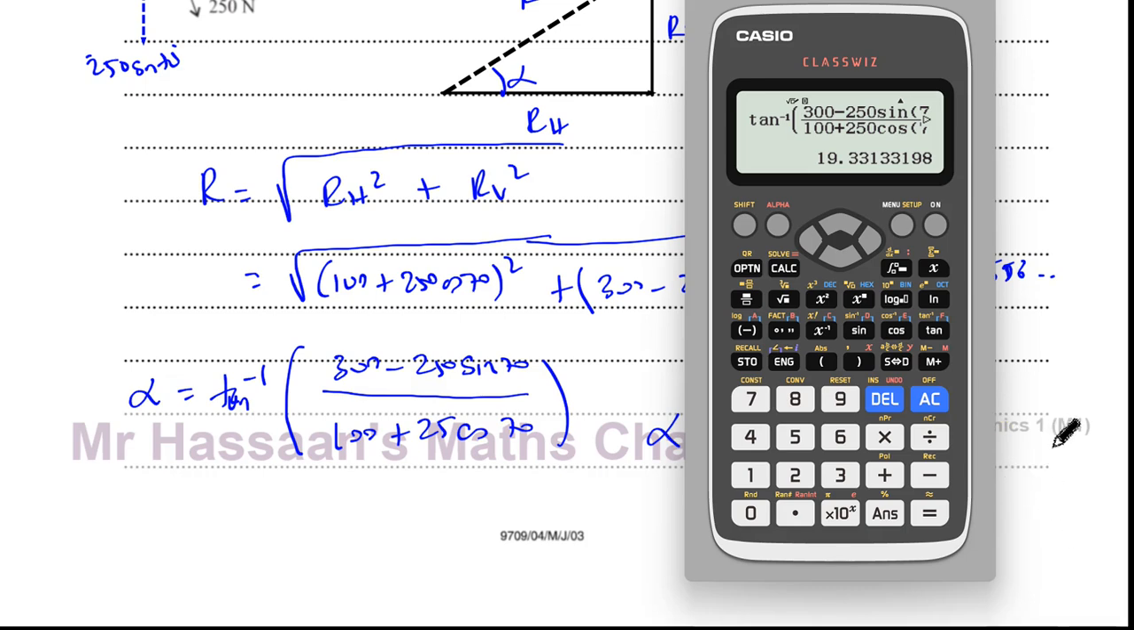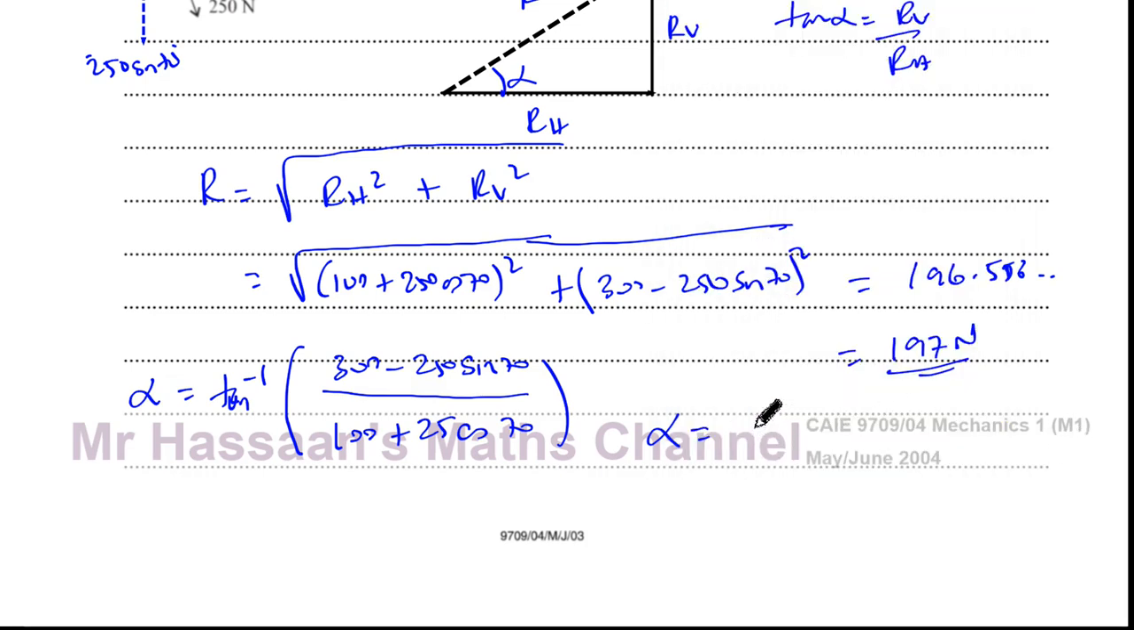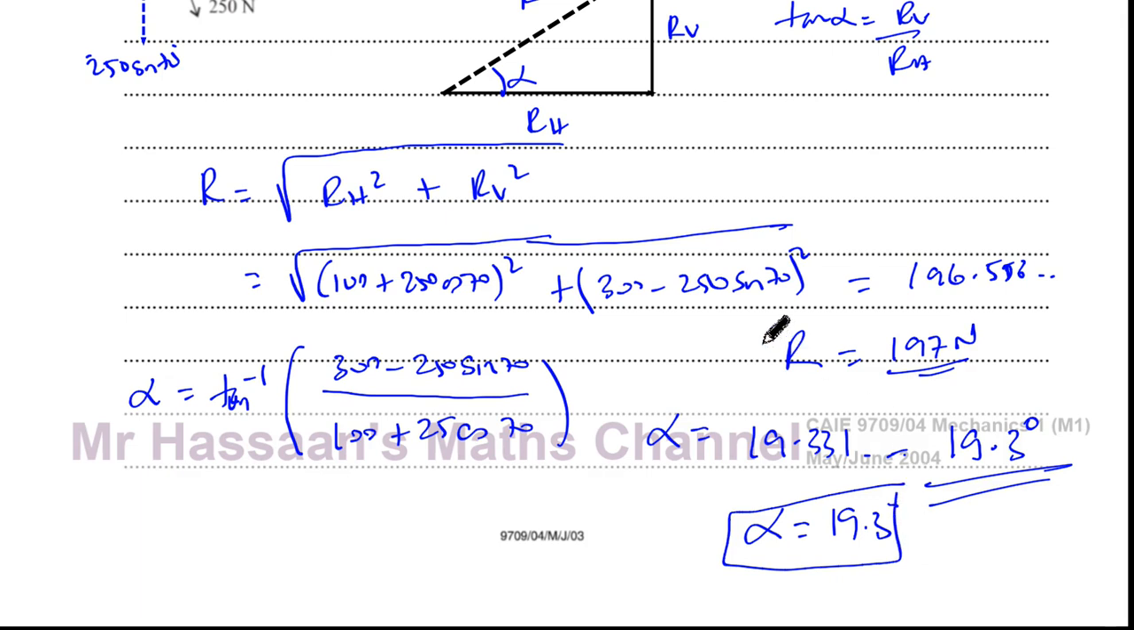So that's 19.331. So you get 19.331, which is 19.3 degrees to 1 decimal place, which is how you should round it. So this is R and this is alpha. Alpha is equal to 19.3. So those are our two answers. Okay, so alpha is 19.3 above the horizontal basically, and R is 197.